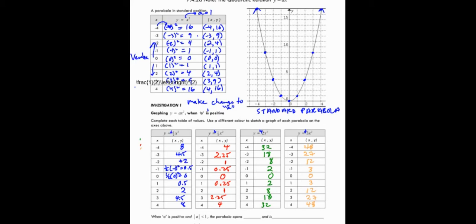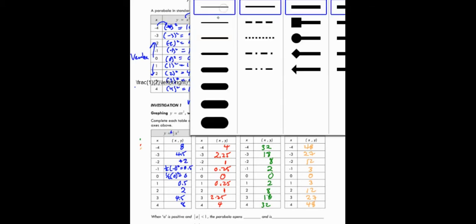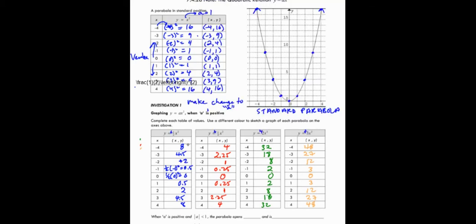So let's start with the blue one. All right, so blue, we're going to go with 0, 0, and then you're going to go over 1 and up a half. So it's going to be pretty small here. And then you go on the other side, over 1 and up a half.